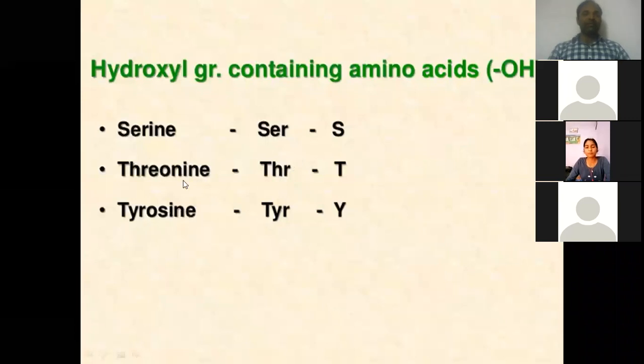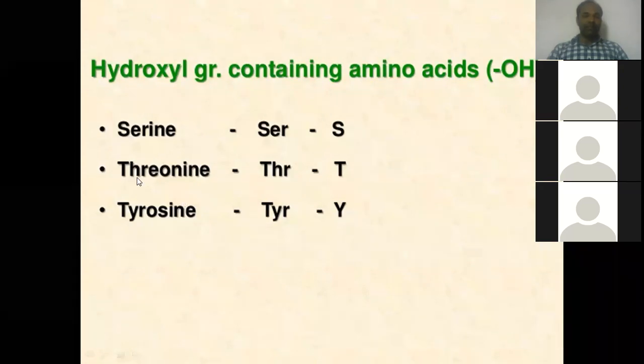Then the second category is hydroxyl group containing amino acids. The examples are serine, indicated by capital S, threonine, indicated by capital T, and tyrosine, indicated by capital Y. It is not the case that because threonine is capital T, tyrosine is also capital T. Tyrosine has a different indication, that is capital Y. So you should keep in mind that the symbols are different for different amino acids.